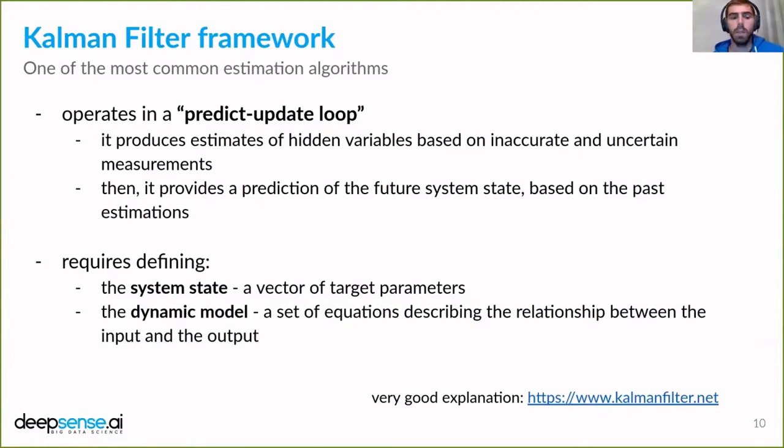The first one being the system state, which is a vector of the target parameters that you want to model. And the other one is the dynamic model, which is a set of equations describing the dynamics of your system, which means the relationship between the input and the output. A very good explanation of the Kalman filter framework can be found under the link which I provided on the slide.